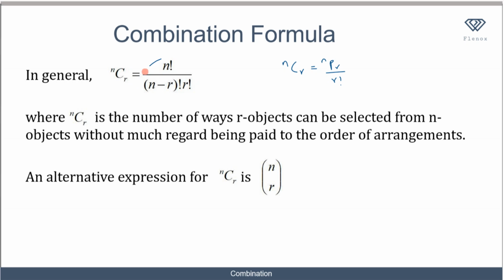This is the permutation formula over here, and I'm multiplying it by just what? 1 over r factorial. So n combination r is the number of ways r objects can be selected from n objects without regard being paid to the order of arrangement. An alternative expression for n combination r is given as this. Sometimes you can have an elongated bracket with n and r. This also means n combination r.